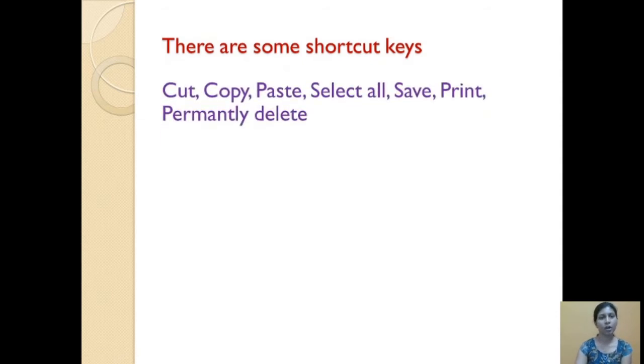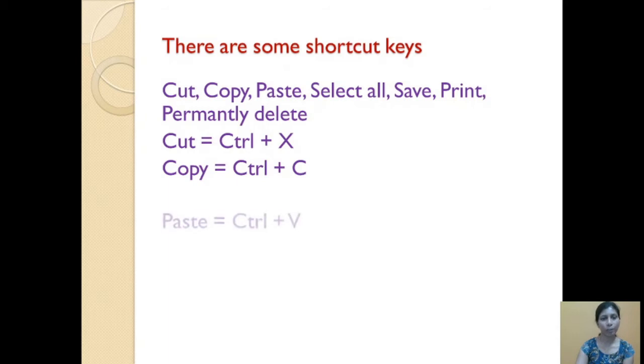Cut, copy, paste, select all, save, print, permanently delete. Some shortcut keys are available. We use those shortcut keys to cut, copy, paste anything. First one is cut. If you want to cut anything, we use Control plus X. Then copy means Control plus C. This is the shortcut key of copy.